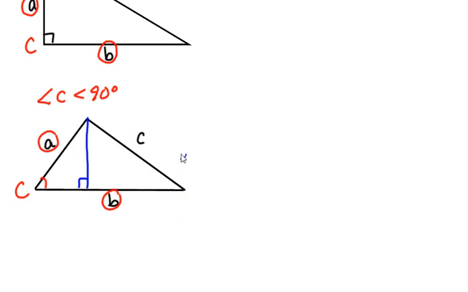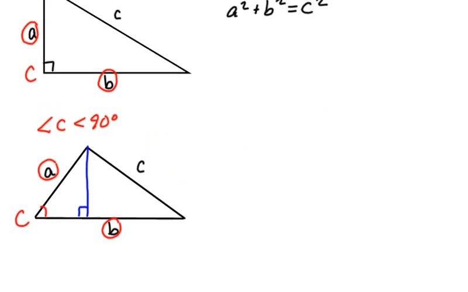So there is a roundabout way of getting there, but what we're going to do is use that roundabout way to derive a formula that is going to be a little more efficient in figuring out what side C is, and it's called the law of cosines.